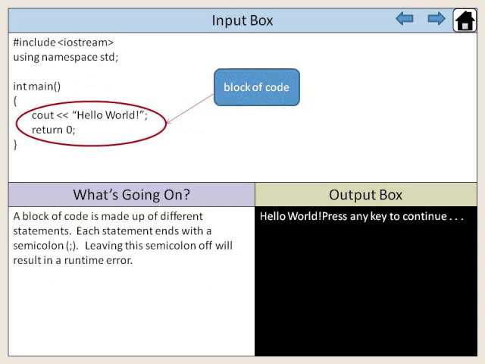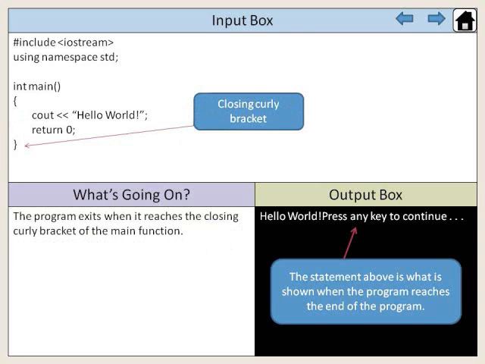A block of code is made up of different statements. Each statement ends with a semicolon. Leaving the semicolon off will result in a runtime error. The program exits when it reaches the closing curly bracket of the main function. The press any key to continue statement is what is shown when the program reaches the end.